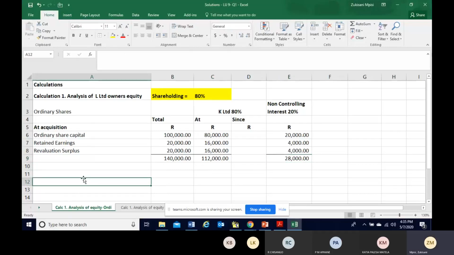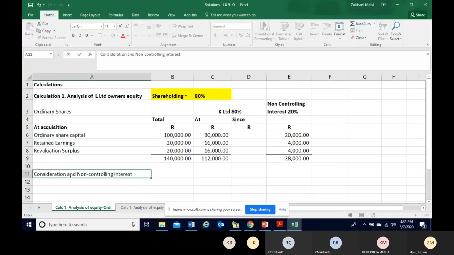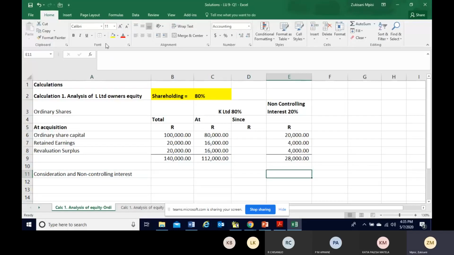Right, non-controlling interest 28,000. The other one. Then we want to see what is the consideration and non-controlling interest. So your non-controlling interest will remain at 28,000. So we are looking to see how much is the consideration.